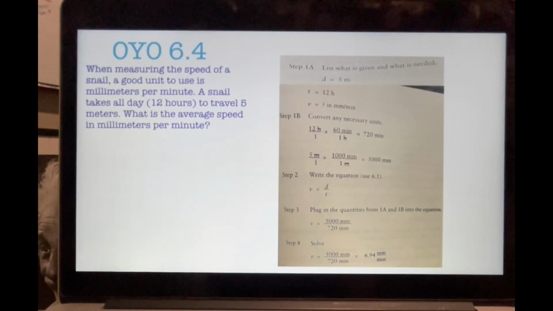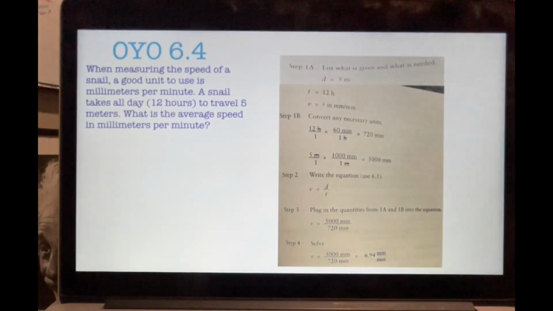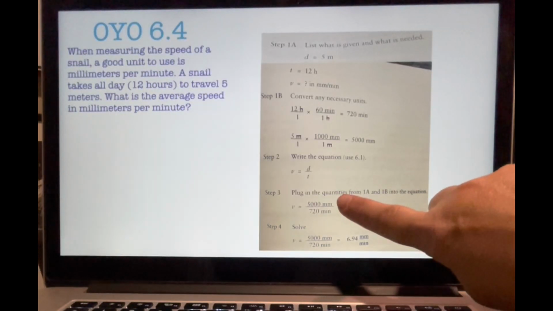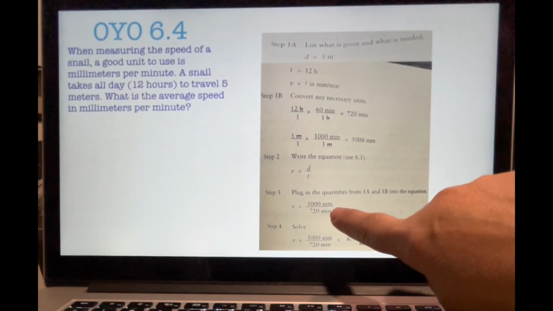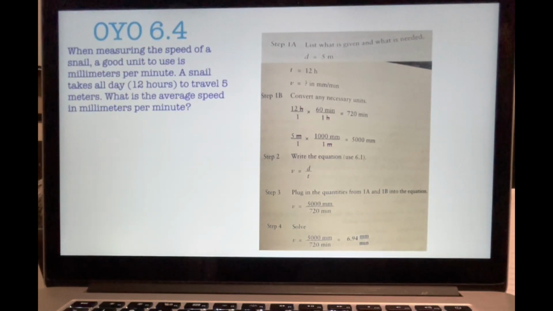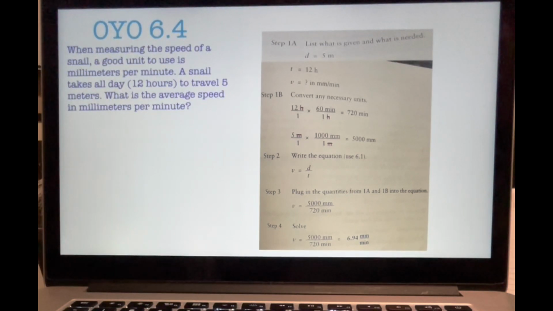Step 2, write the equation that we're going to use. Speed equals distance over time. Step 3, plug in the quantities from 1a and 1b. We know that 5,000 millimeters is our distance. 720 minutes is our time. So when we solve the problem, we get 6.9 millimeters per minute.